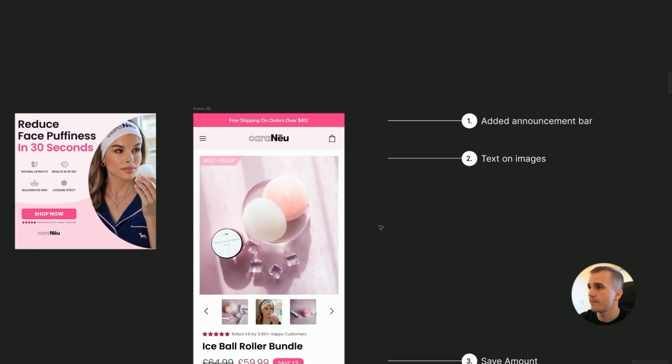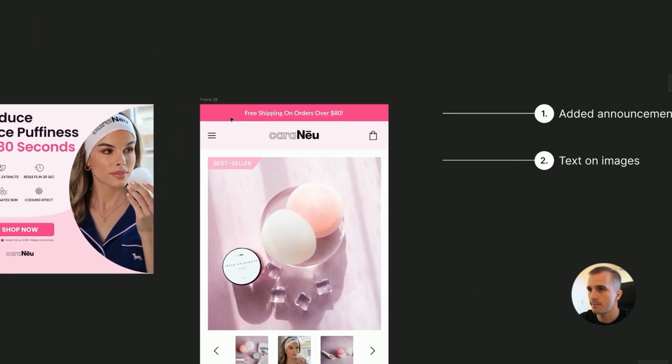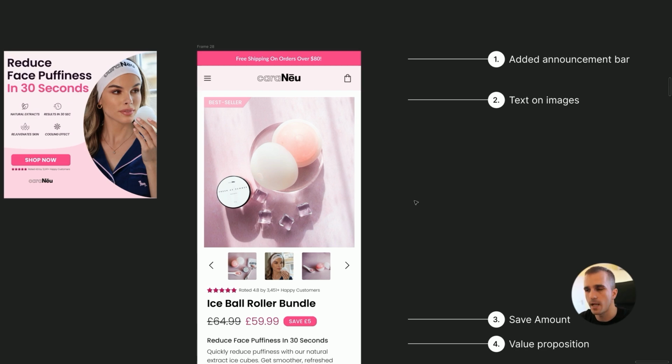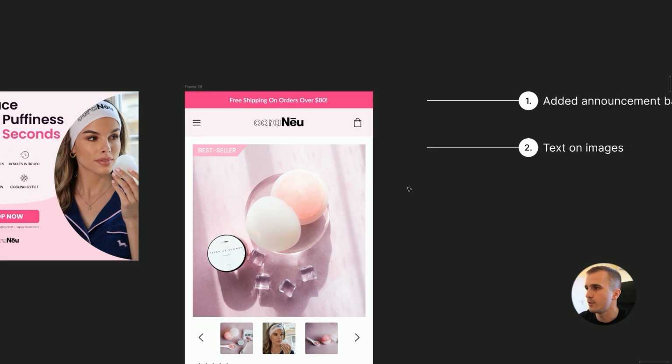The first thing that we have here is that we have added this announcement bar: free shipping on orders over $80. This is very good, especially if you have some upsells and order incentives in your cart drawer to increase their AOV so they can reach that free shipping threshold. So this will help you a lot with increasing your AOV.